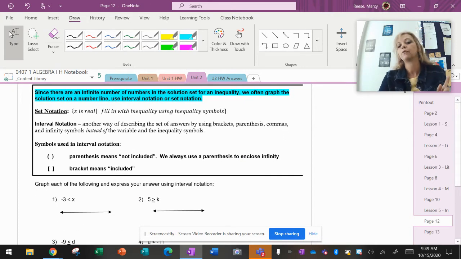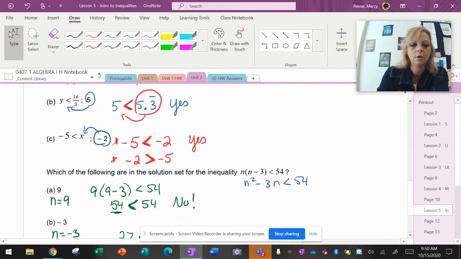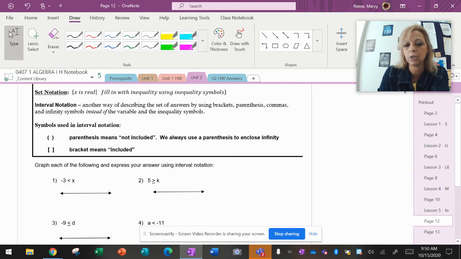This is where some new stuff comes up. So I did say that a lot of this is review, like you've done it before, but there is some new stuff, and this is called set notation. All right, so since there are infinite numbers in the solution set for an inequality, we often graph the solution set on a number line, and then we use interval notation or set notation. So set notation is what you've been using, like these up here that I actually gave you. Those are all set notation. So those are something that you're familiar with. The interval notation is new.